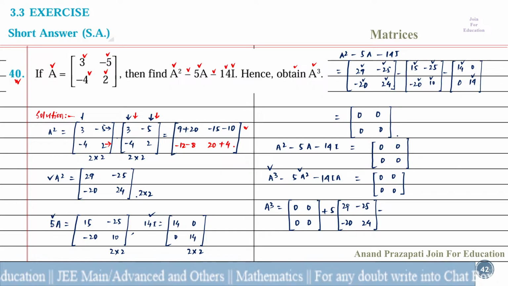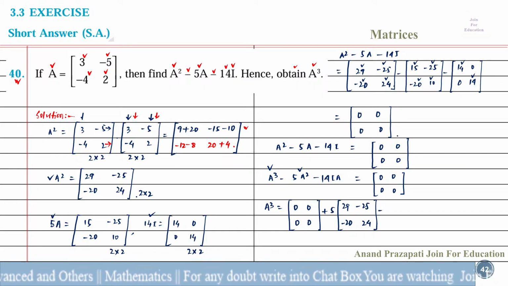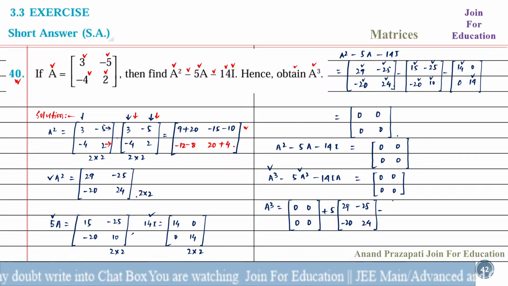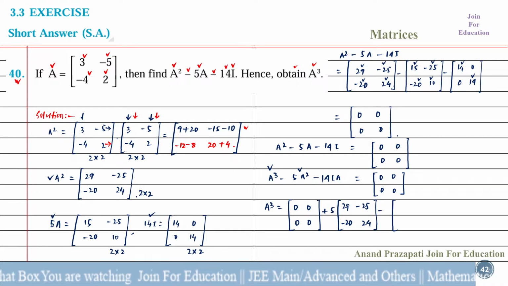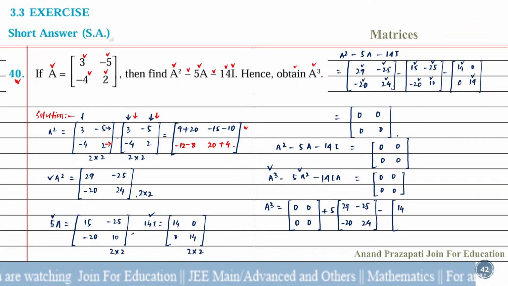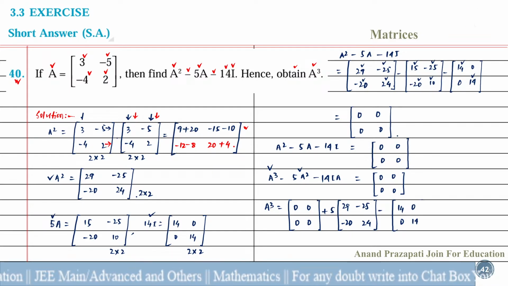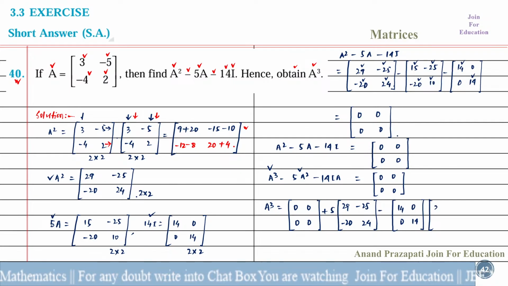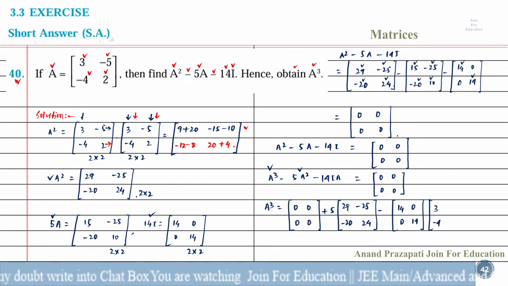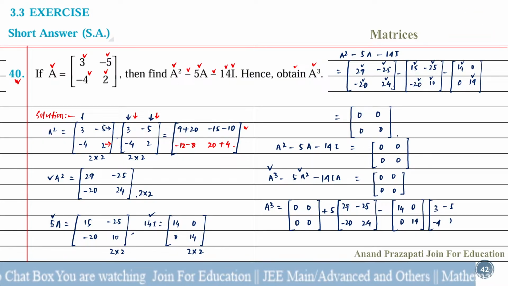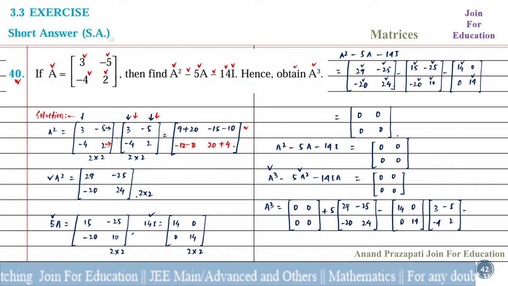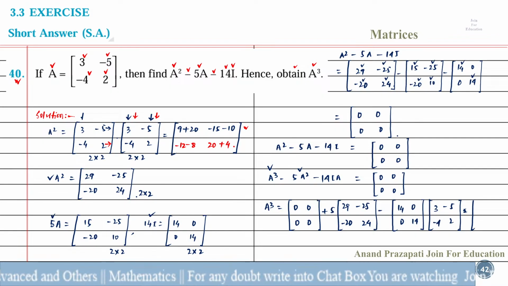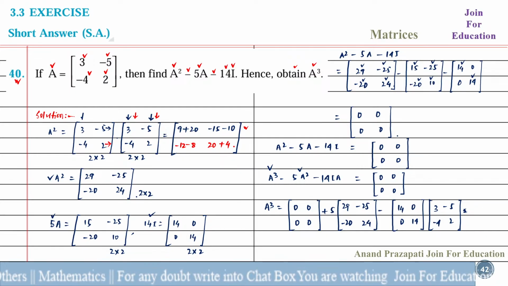when this one is multiplied by A, we get the 14, 0, 0, 14 into A equal to, here is the 3, minus 4, minus 5 and 2, equal to, and here after the simple calculation we get the answer of A cube.